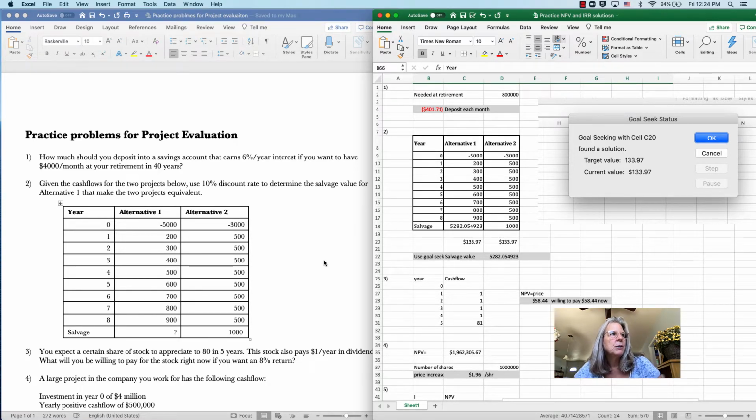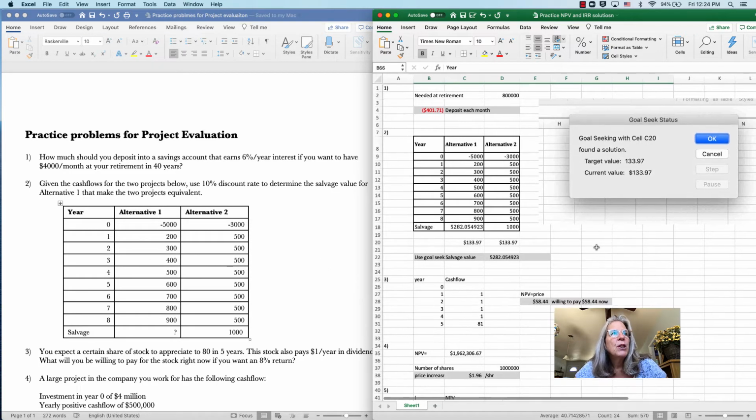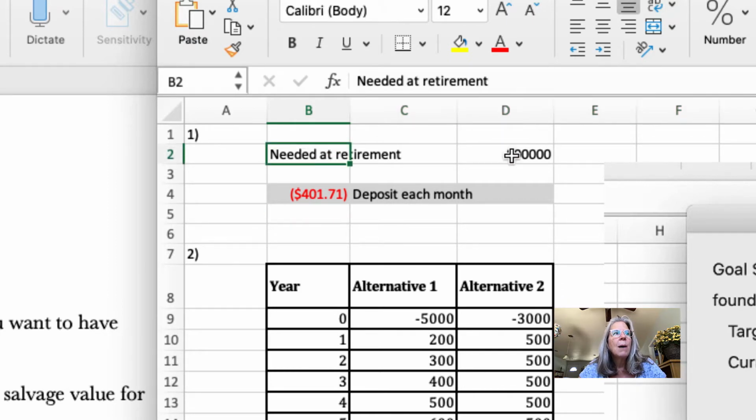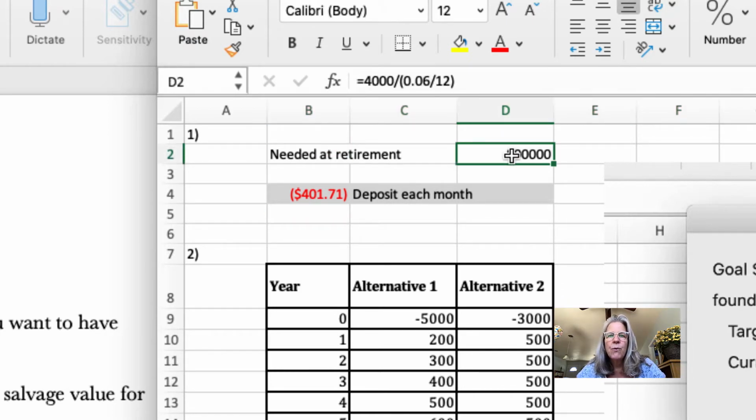How much should you deposit into a savings account that earns 6% interest if you want to have $4,000 a month at your retirement? If I look at this, it's actually this equation right here. I asked, how much am I going to need in order to get $4,000 a month at retirement? So I took the $4,000 and divided it by the monthly interest rate. I'm using the equation P is equal to A over I when N is equal to infinity.